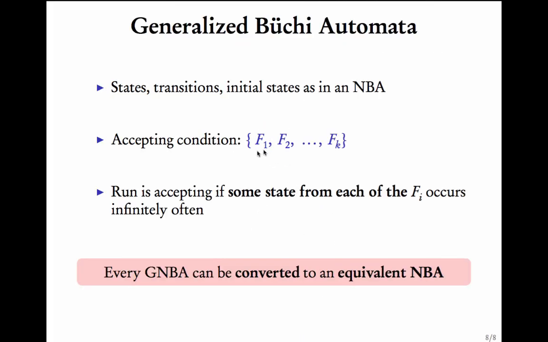As soon as you start with the first copy, as soon as you see some state in F1, you jump to the second copy, you keep doing the transitions there. As soon as you see a state of F2, you jump to the third copy and so on. Once you are in the kth copy and you see some state in Fk, you jump back to the first copy. And the states in the first copy, which are in F1, will be called the accepting states. This is how you get an NBA out of a GNBA.